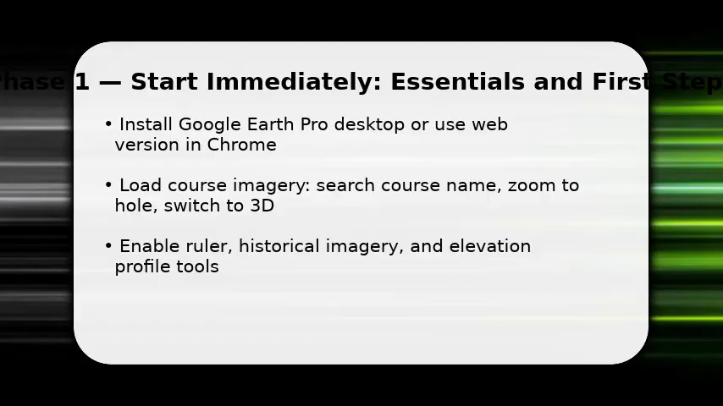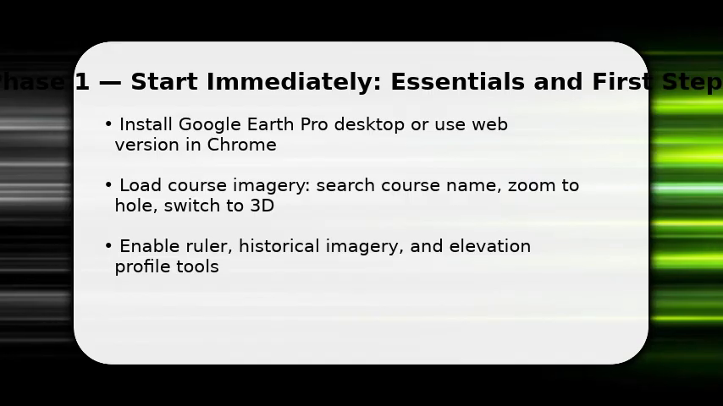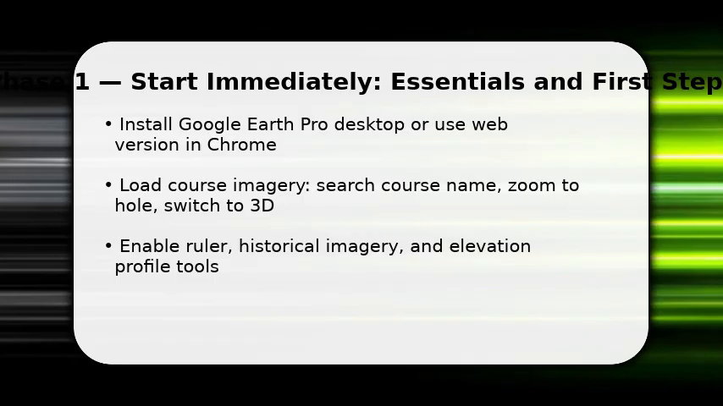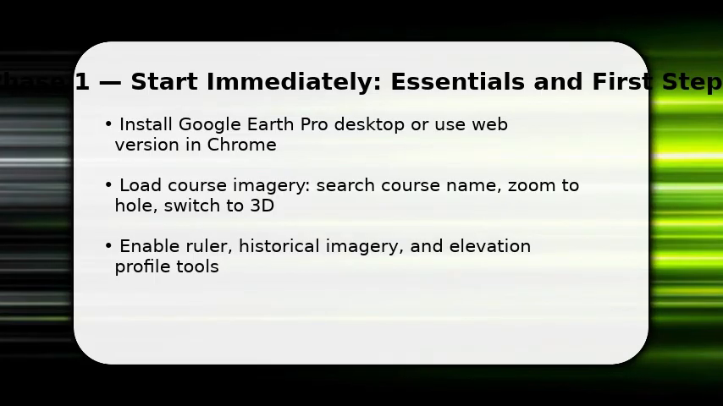Enjoy the video. You start by opening Google Earth and loading the course imagery for the hole you'll analyze. First, zoom into the T in green. Make sure 3D buildings and terrain are on so slopes show. Next, enable the ruler tool, historical imagery, and elevation profile. Those three are essential. Once done, position the view so you can clearly see hazards and fairways. This gives you the spatial context to measure line, distance, and slope before drawing any paths.